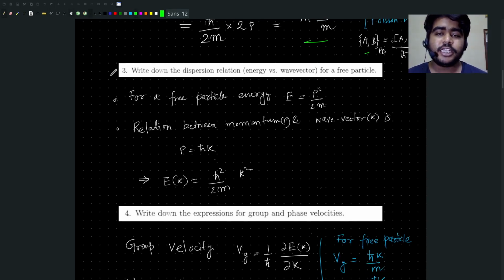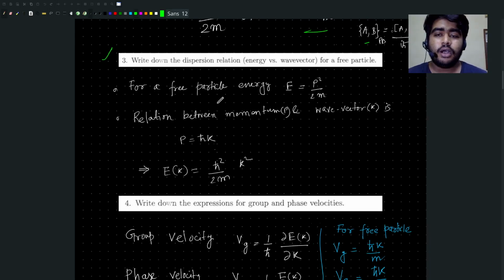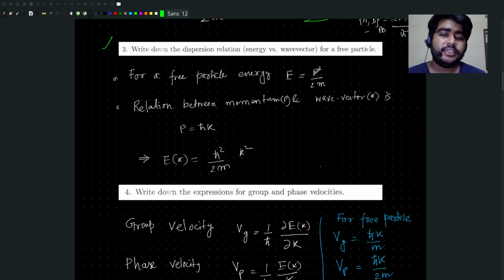Okay, so the next problem asks to write down the dispersion relation for a free particle. For a free particle, the energy is p squared by 2m, and p is the momentum. Now we want to replace the momentum in terms of the wave vector. The relation we'll be using is p equals h bar k, where h bar is the reduced Planck's constant and k is the wave vector.